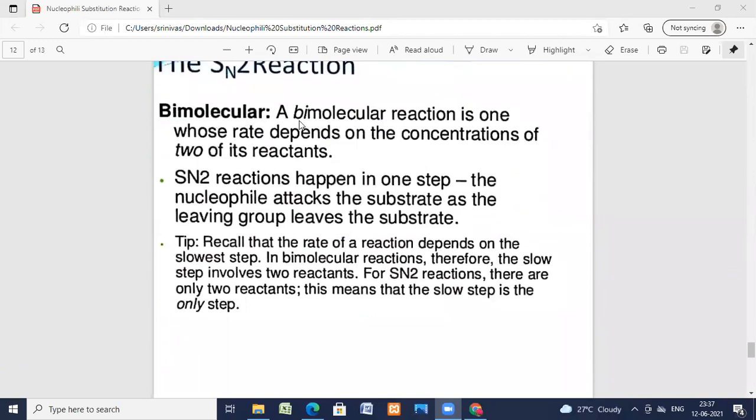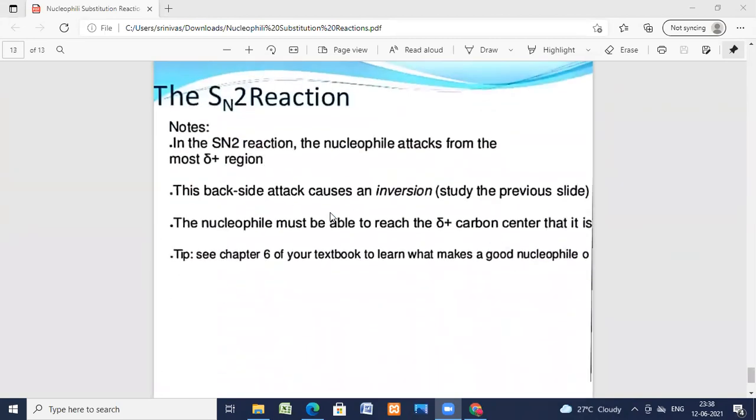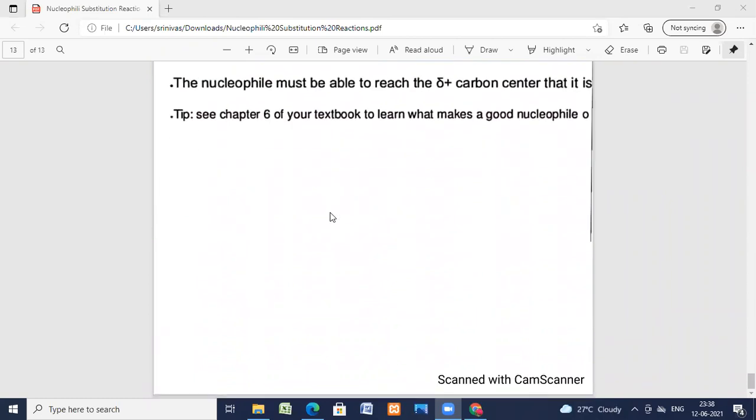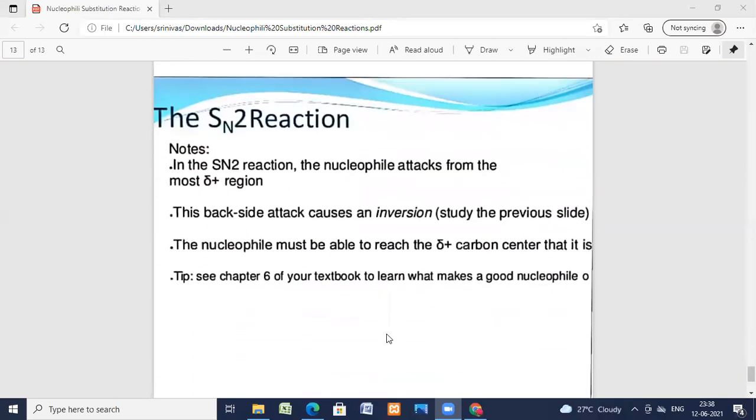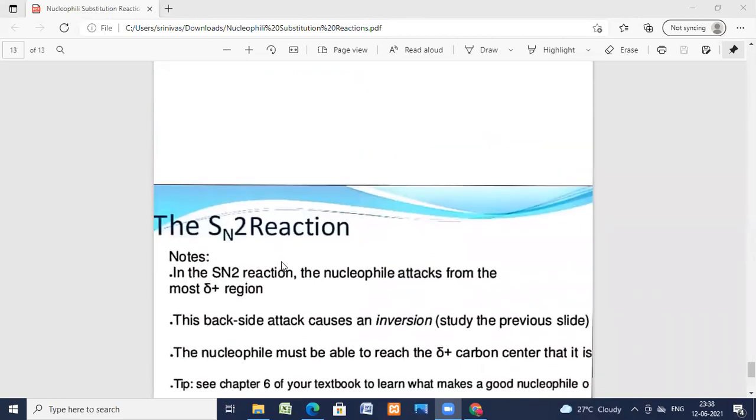The SN2 reaction is a bimolecular reaction whose rate depends on the concentration of two reactants. It takes place in one step. The nucleophile attacks the substrate as the leaving group leaves the substrate. In the SN2 reaction, the nucleophile attacks from the opposite region, and the backside attack causes inversion. The nucleophile must be able to reach the positive carbon center, and thereby the Walden inversion will take place.